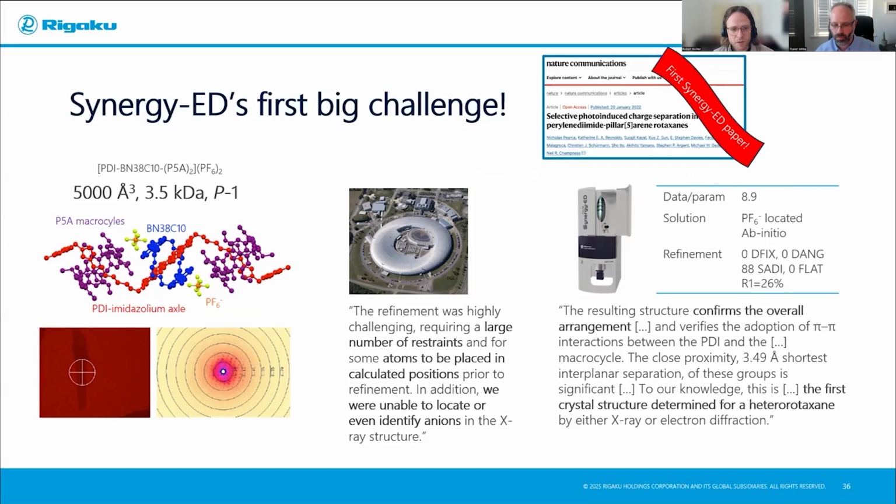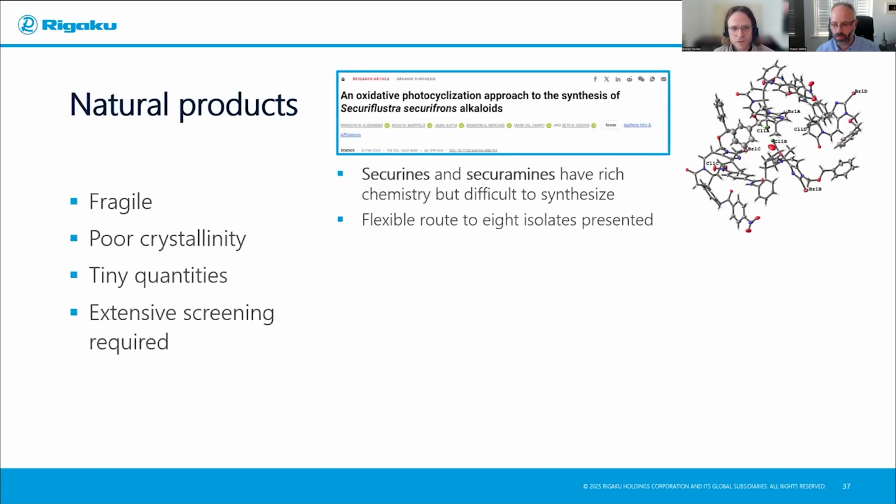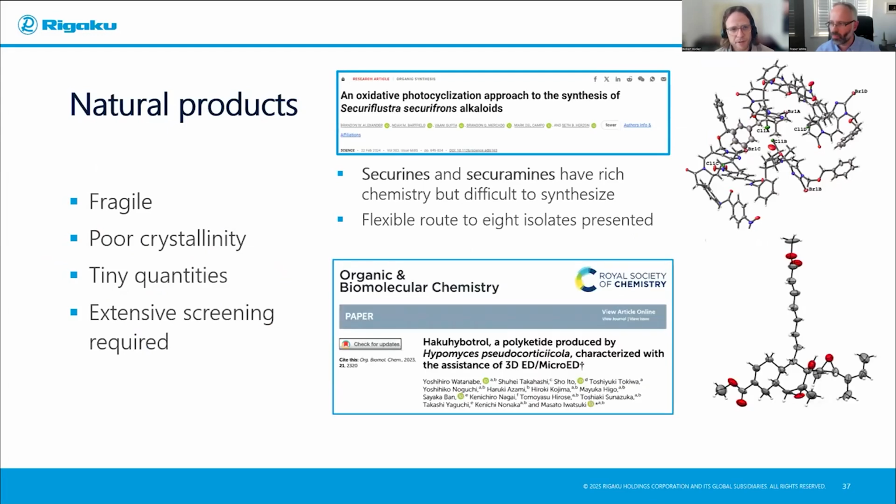So this was one of the first use cases for a very difficult system where you've seen that even with synchrotrons you don't get far, but if you use very small crystals with electrons, you can get a nice solution. And a typical case where you also observe this are natural products. They are usually very fragile. They have poor crystallinity. You only have tiny quantities available, but they are totally sufficient for electron diffraction. And you need a lot of screening to even find something that's crystalline. So this is also a promising upcoming field for electron diffraction.